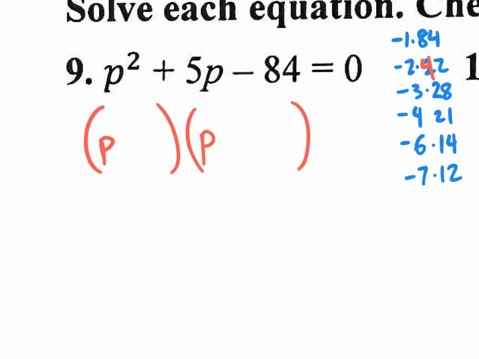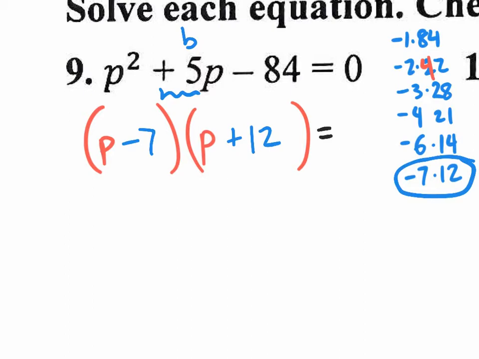Negative 7 and 12. And negative 7 plus 12 really is positive 5, and the b value is positive 5, so I don't have to change any signs. I just put a minus 7 there and a plus 12 there. And if you put that as your answer, it's going to be wrong, because this is an equation that you need to solve. So far, all you've done is factored it. So it's still an equation. It's still equal to 0.